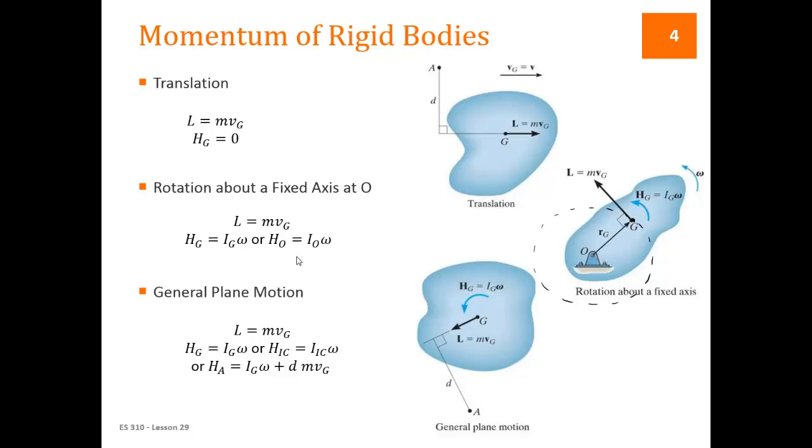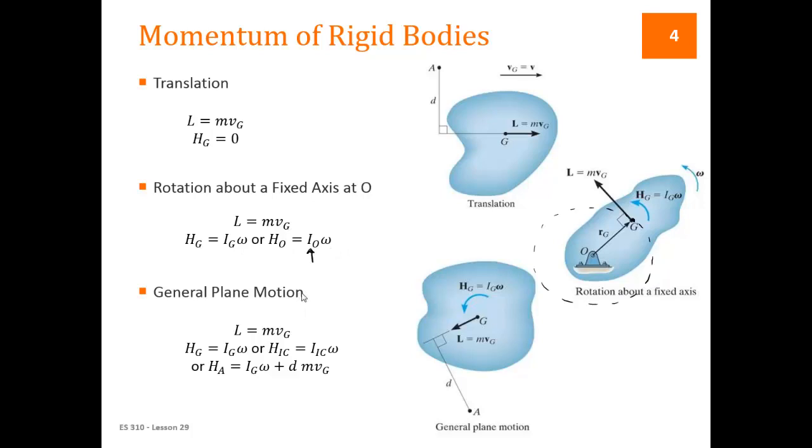And we also have a rotational momentum, which is HG. So this is the rotational momentum of the center of gravity, or center of mass, which is IG times omega. We could also find the rotational momentum around the fixed point, which would be IO times omega. The omegas are the same. The moments of inertia, the I's, have to correspond to the point that we're looking for. The only two valid points, however, are the center of mass or the fixed center.